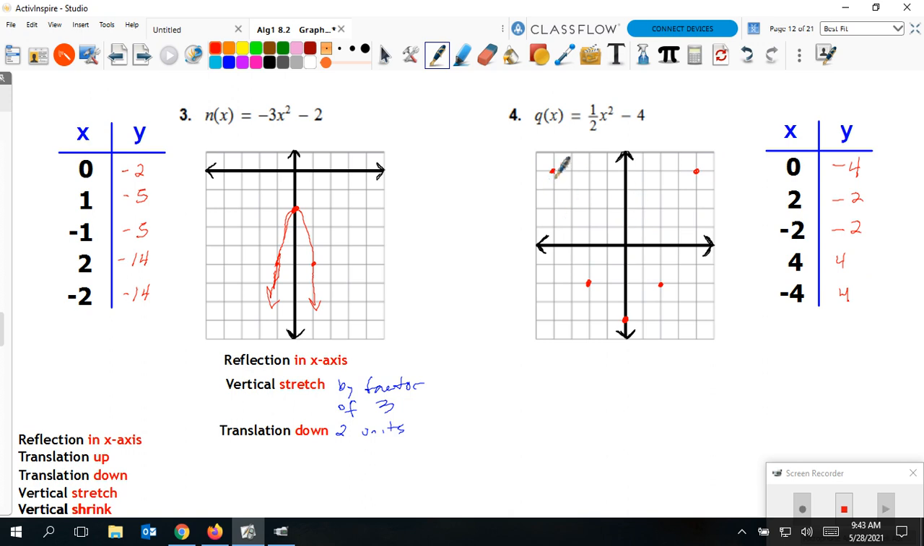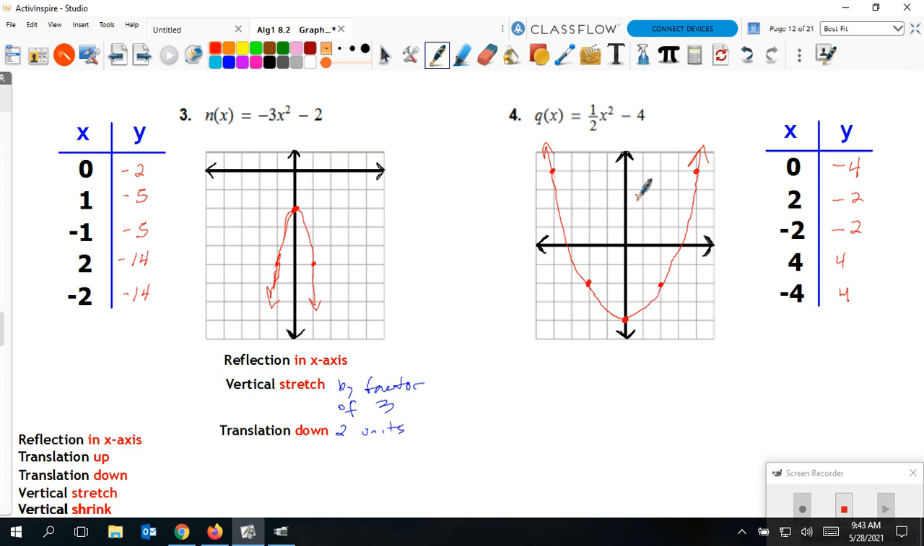So this one is opening up, as we can see where these points are. That's positive. It's a positive 1/2 in front of the x squared. That x squared term is positive. And so now we come up, put arrows on the ends of these. Always put your arrows on the ends because it shows it keeps going up and fanning out each way.